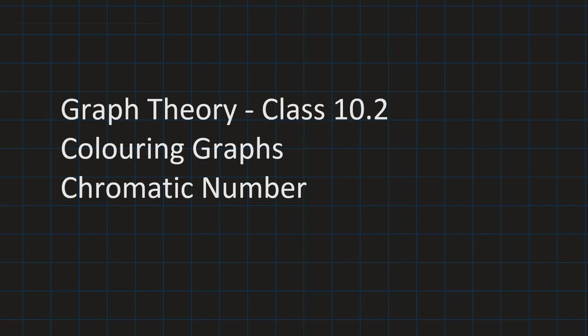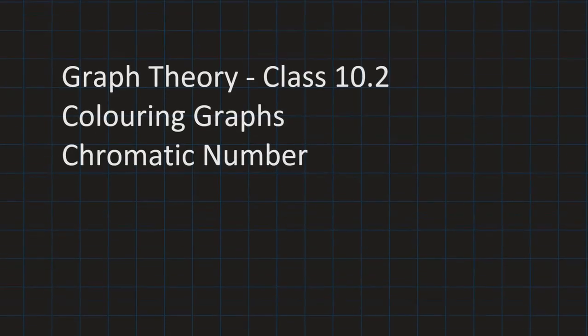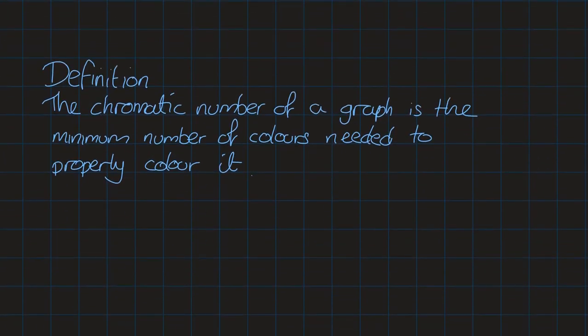Graph Theory Class 10 Video 2. In this video we're going to continue talking about colouring graphs. In particular we're going to talk about this notion of the chromatic number of a graph. So let's begin with the definition of a chromatic number.